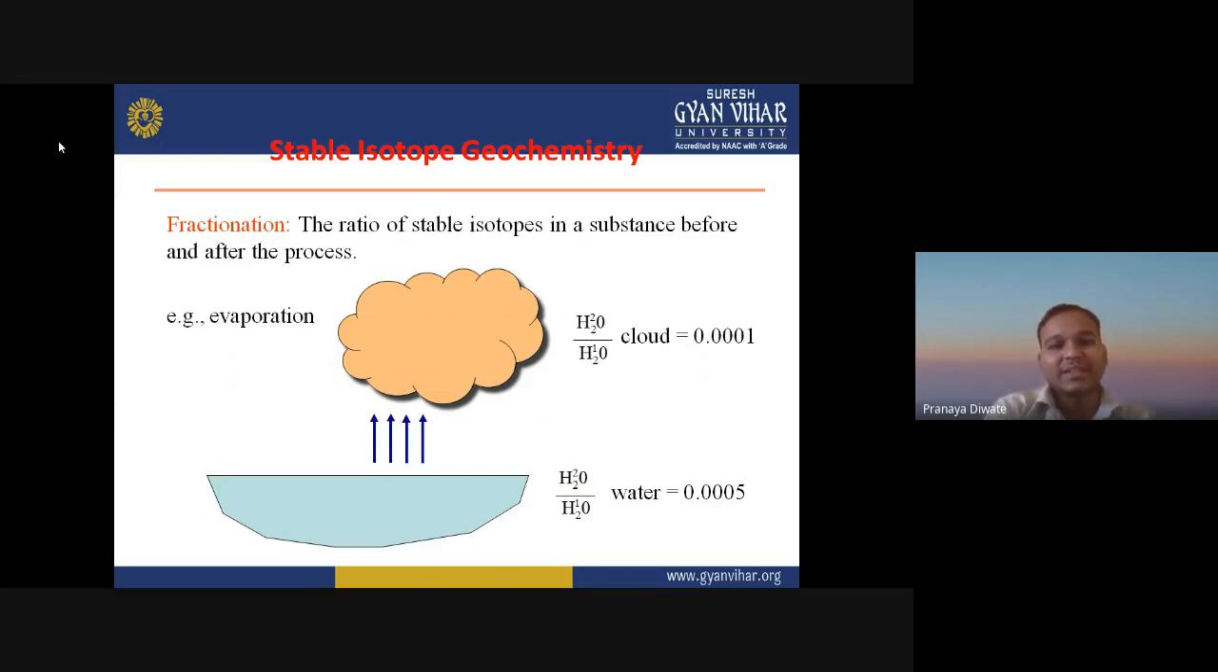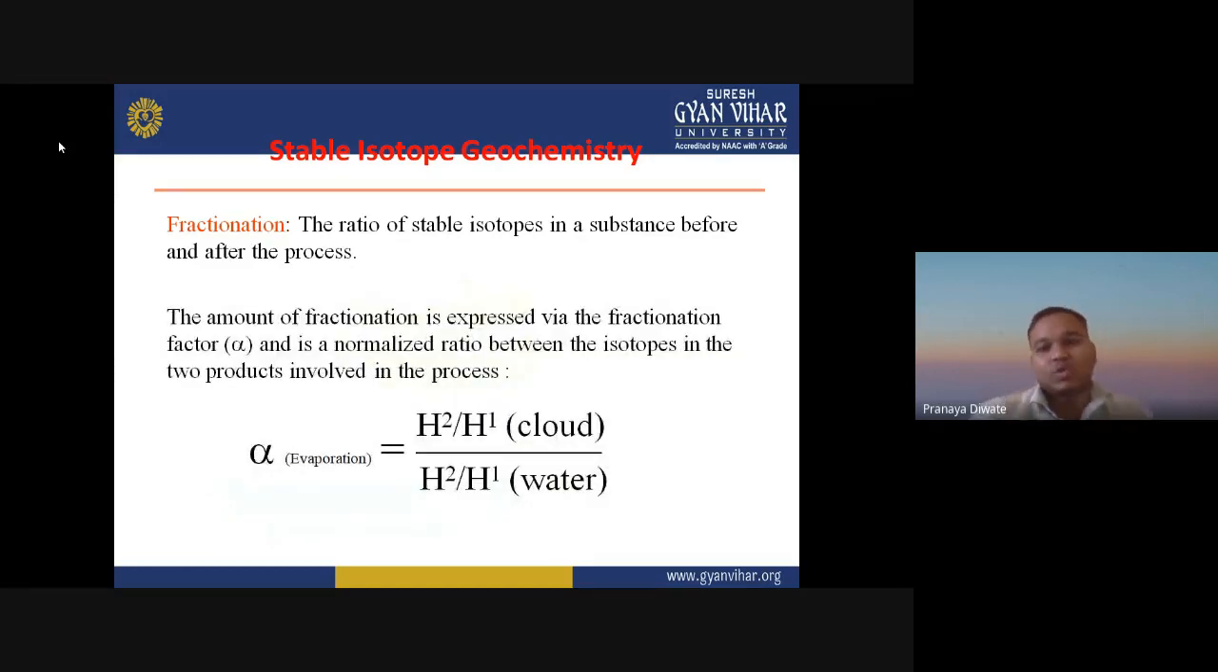So fractionation is when you fractionate the material into different ratios. An example is evaporation: H2O evaporates and forms a cloud, with a 0.001 fractionation ratio. This is how you get the stable isotope geochemistry of this. The ratio of stable isotopes in a substance before and after the process is your fractionation.